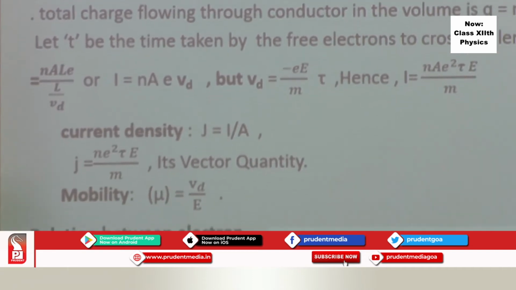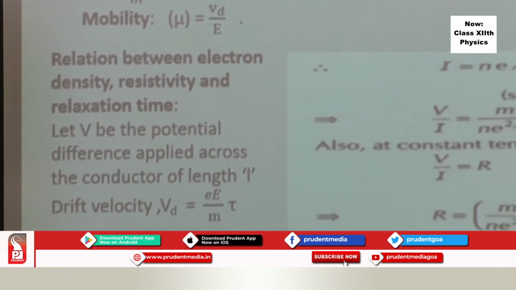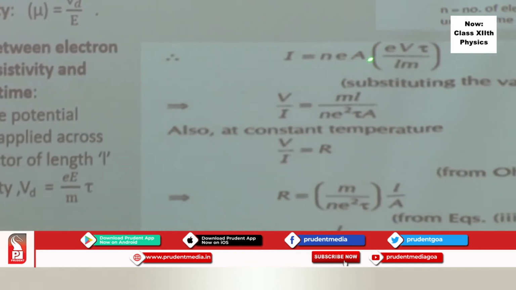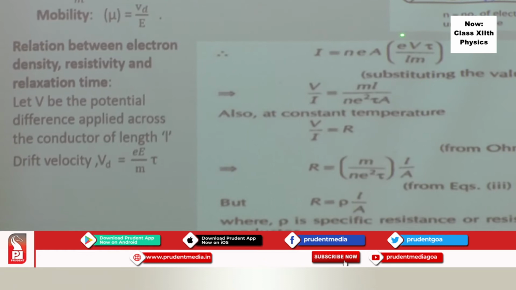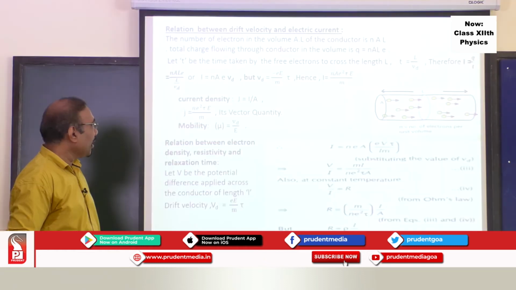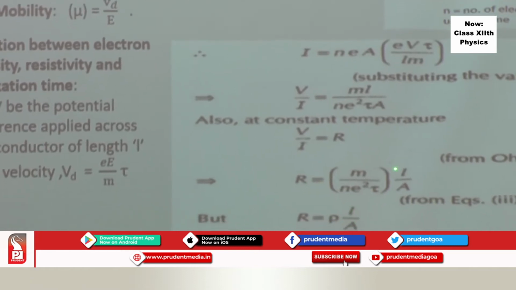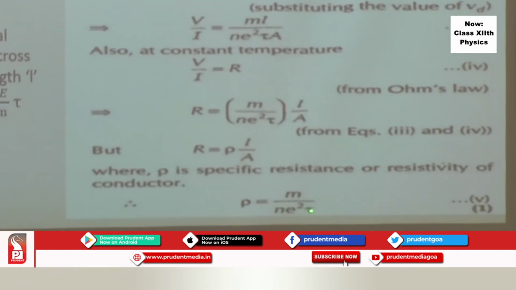So if you want to find the relation between electron density, resistivity and relaxation time, take the formula for drift velocity. Current is equal to neAVd. In place of Vd, I can substitute eE upon m into tau. But this electric field E is nothing but V upon L. Substitute that, and you get this formula, and V upon I is the resistance. Resistance is rho L upon A. L and A cancel, and you get resistivity as m upon ne squared tau.